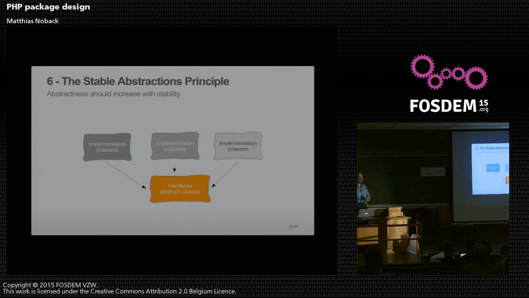Abstractness should increase with stability. If we draw the same diagram again and find some kind of a numeric indicator for the abstractness of a package, that is to say the number of interfaces versus the number of classes, that would give a nice indication of it being a very abstract or a very concrete package. And then if we draw those packages again, we have to make sure that we only depend on things that are more abstract.